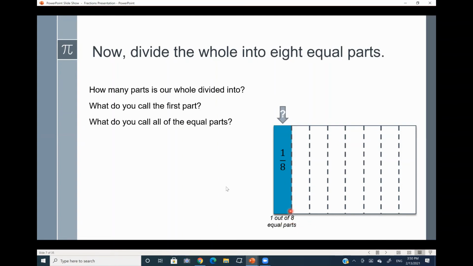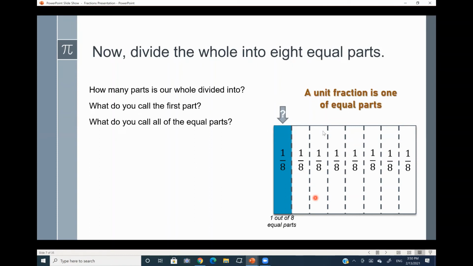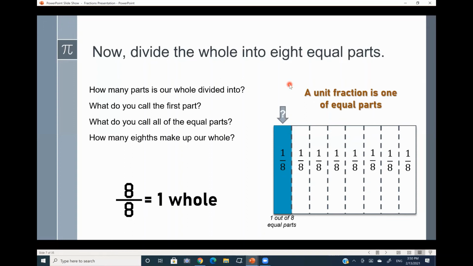So what do you call all of the equal parts? All of them are going to be 1/8. Each of these parts is going to be called a unit fraction because all of them have the same size. And how many 8ths make up the whole? Well, if you color all of them, they're going to be 8/8 colored or shaded, and that's going to be the same as the whole.